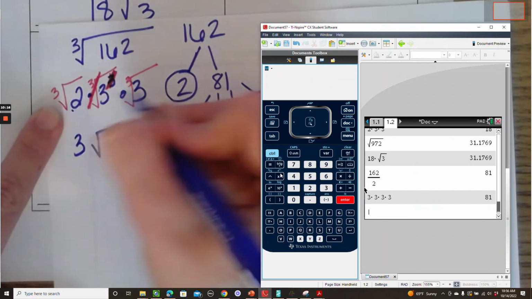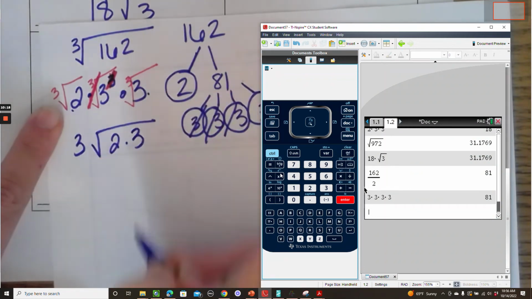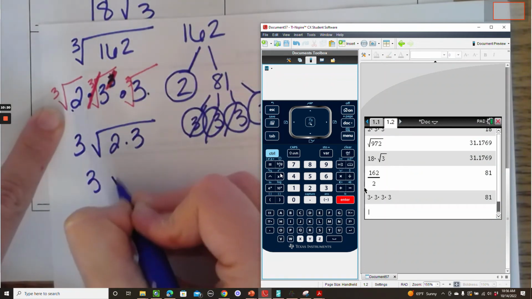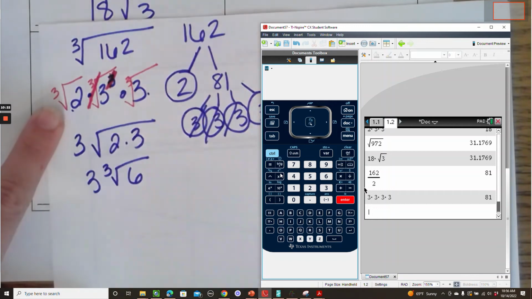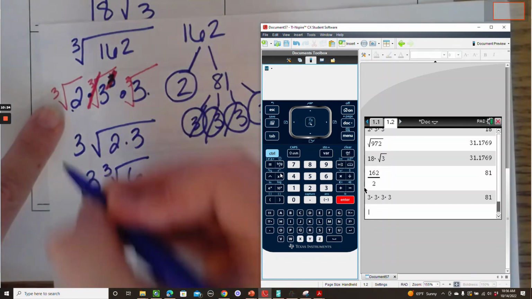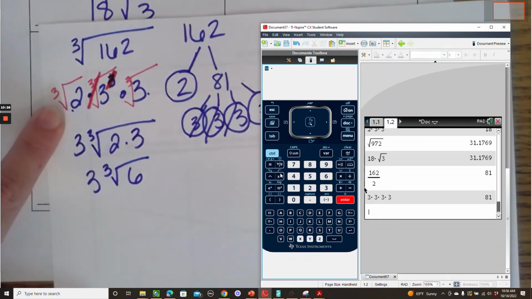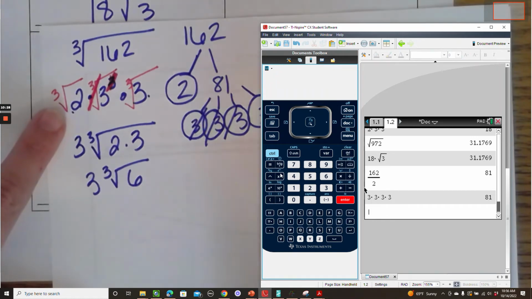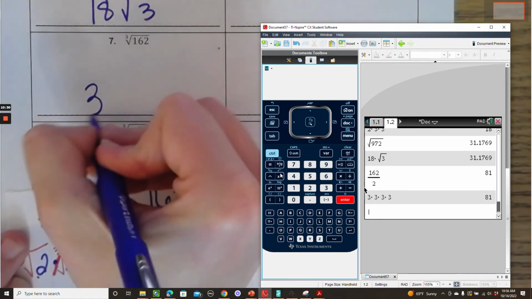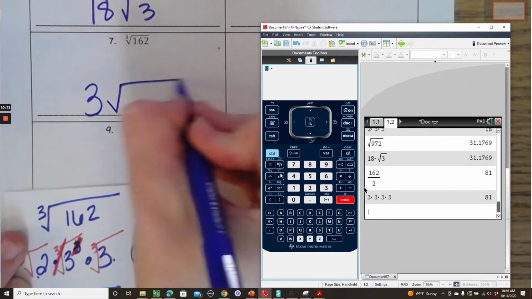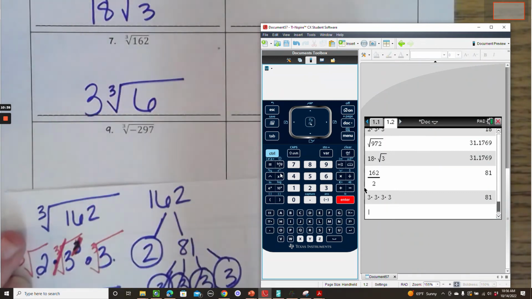And then 2 times 3 is 6, times the cube root of 3. Don't forget your index of 3. The normal number goes on the outside? Yeah, the one that you canceled, and the cube root stays.